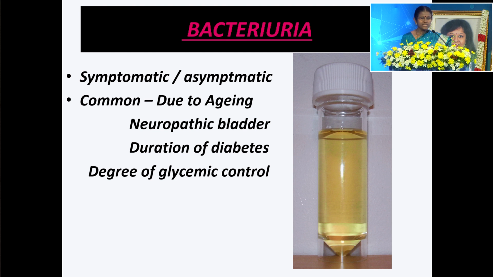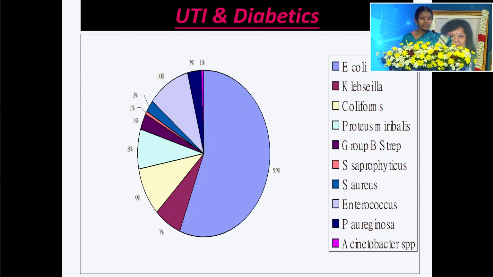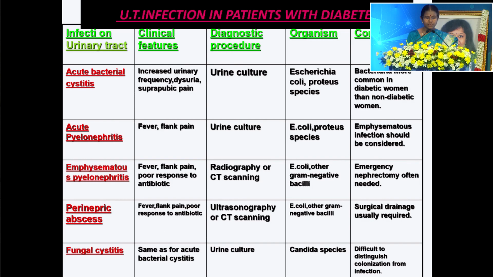And bacteriuria, symptomatic and asymptomatic, is common because of older age, neuropathic bladder and, as I said, the macrovascular complications and the degree of glycemic control. Of course, the organisms are commonly E. coli, followed by Klebsiella, coliforms, Proteus, and other organisms. In acute bacterial cystitis, there is increased frequency of urine with dysuria and suprapubic pain; culture clinches the diagnosis. Usually it is E. coli or Proteus, and it's more common in diabetic women than non-diabetic women.